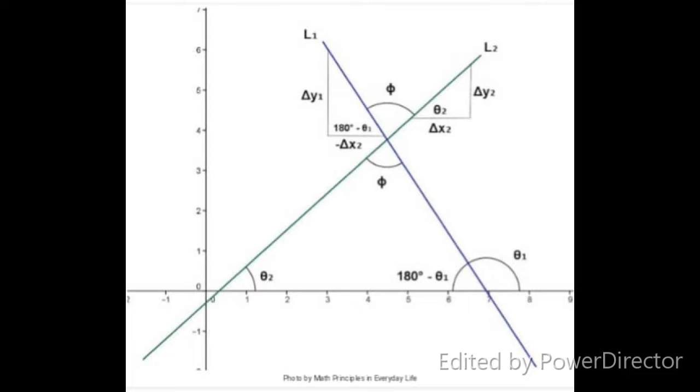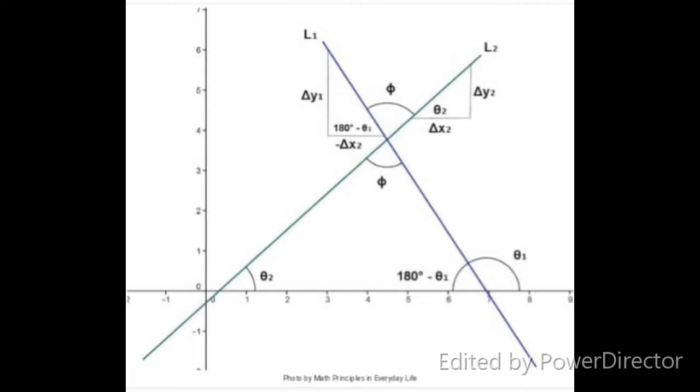Take tangents on both sides of the equation. We have tangent theta equals tangent theta sub 1 minus tangent theta sub 2 over 1 plus tangent theta sub 1 times tangent theta sub 2.